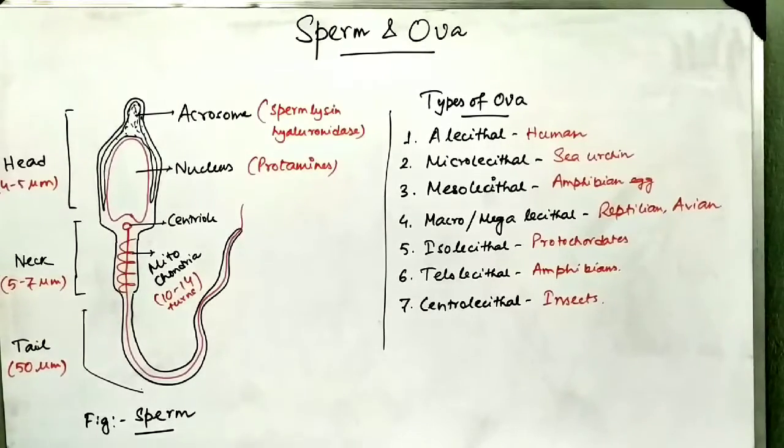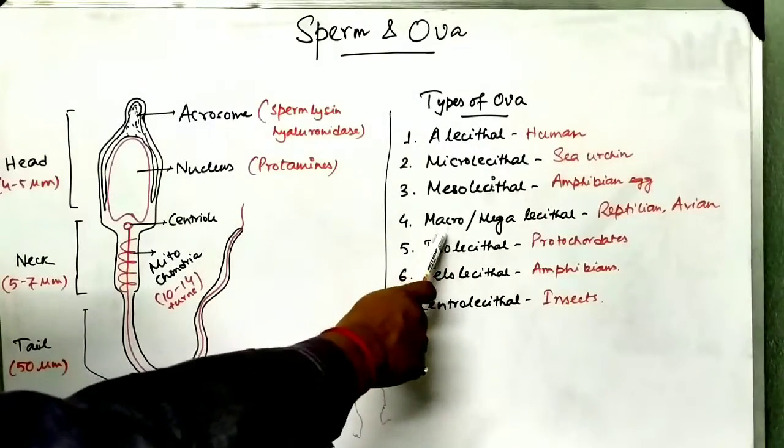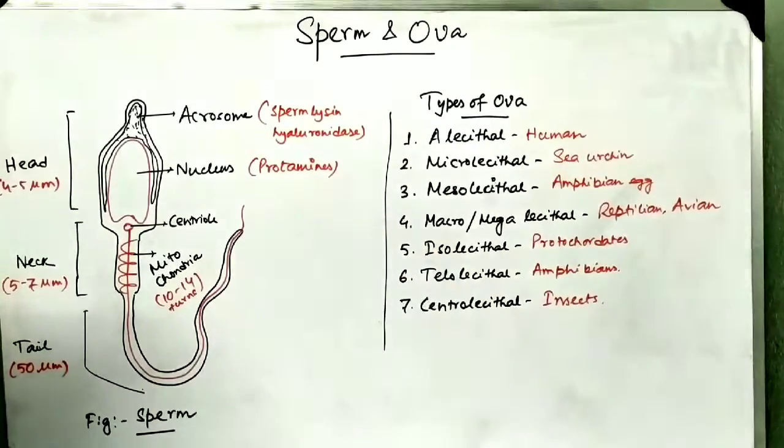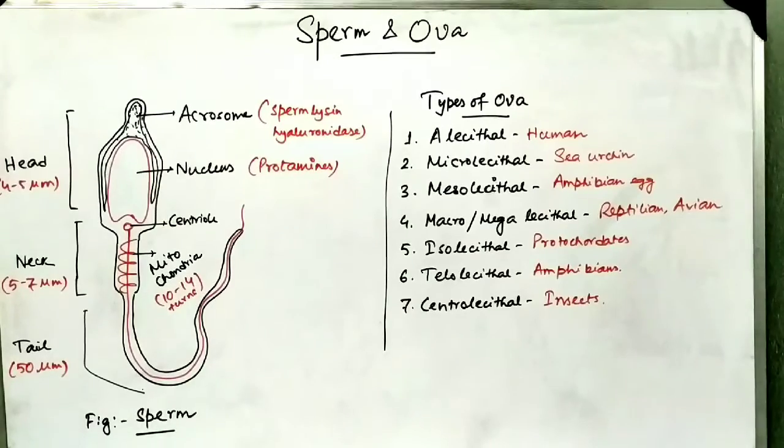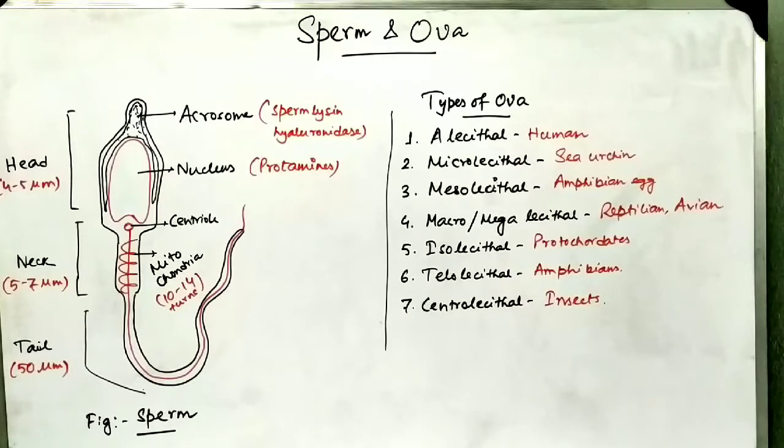Now macrolecithal or megalecithal. Macrolecithal is found in reptilia and megalecithal is found in avian eggs. Macro or megalecithal means a huge amount of yolk is present, which is actually the stored food for the developing young. So this is the megalecithal egg which has a huge amount of yolk. If you see any kind of avian egg, you can find a large amount of yolk there.